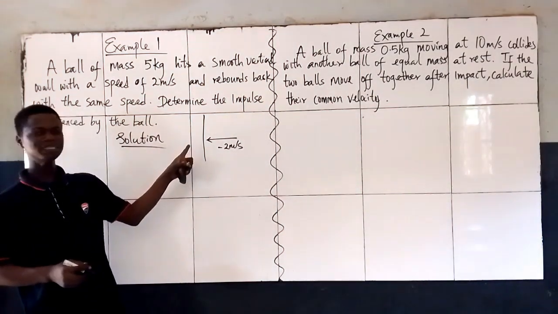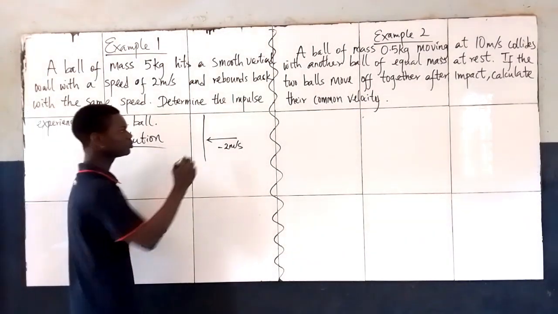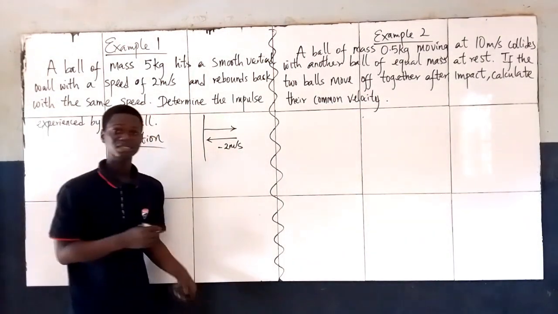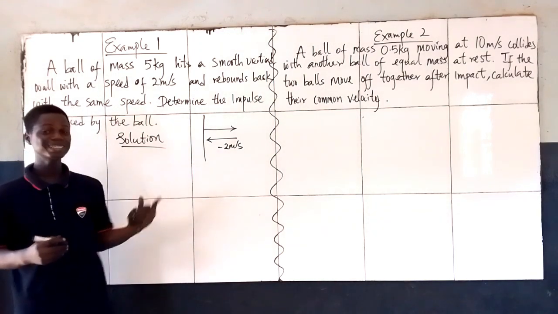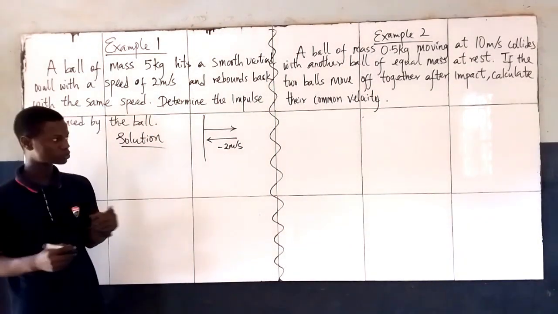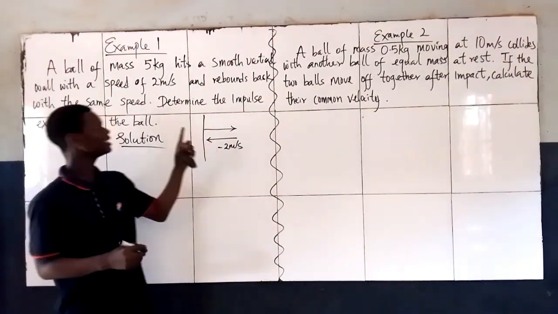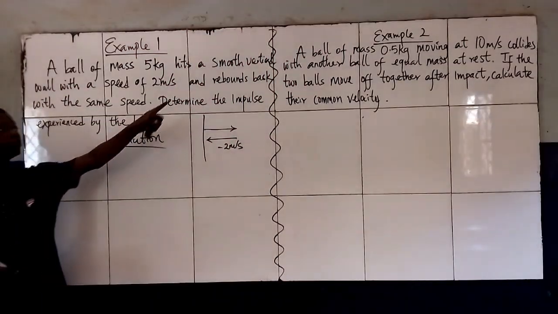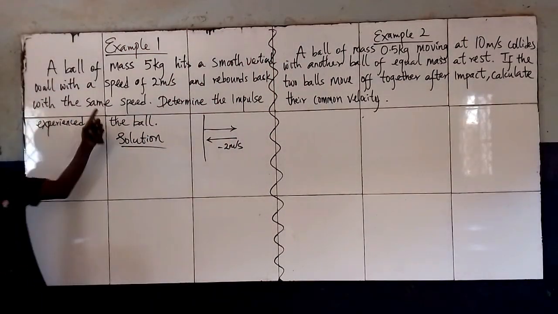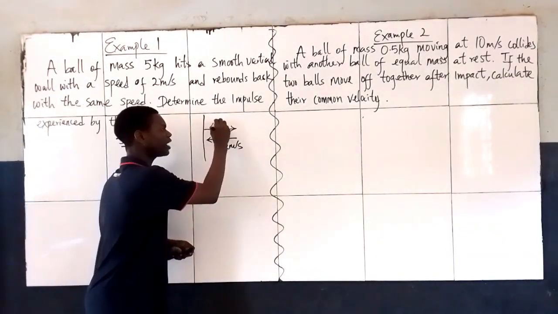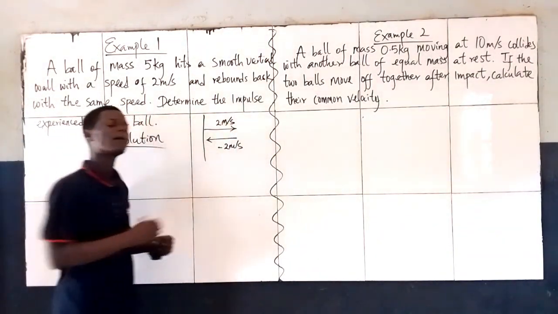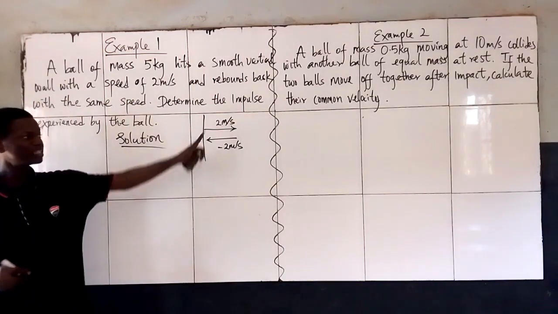Now, after hitting the wall, what happened to the ball? It rebounds back, is it not? That is a common scenario experience. Whenever a ball hits a wall, it tends to bounce back, is it not? So the ball bounced back. They said it rebounds back with the same speed. What is the speed? 2 meters per second. So it rebounds back with 2 meters per second.